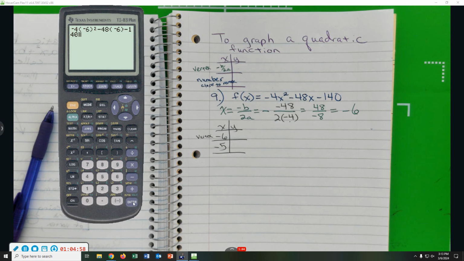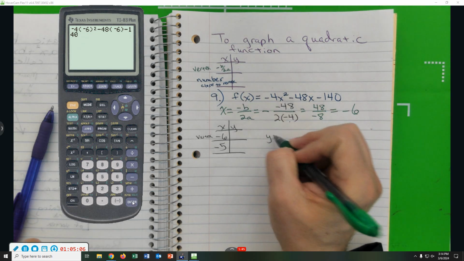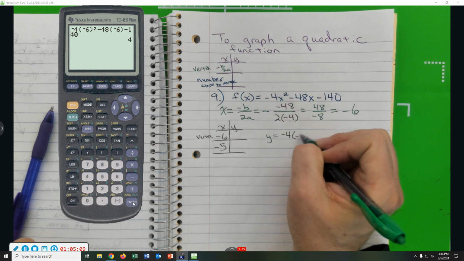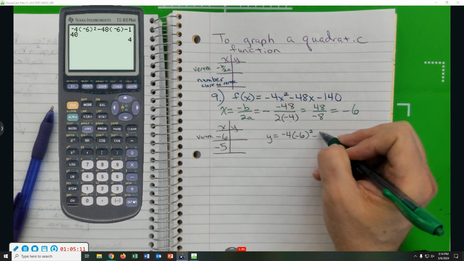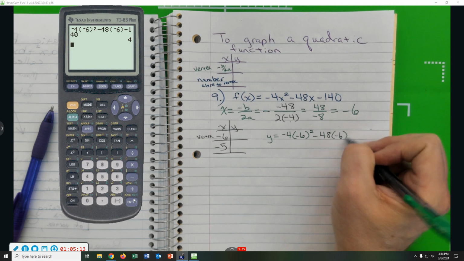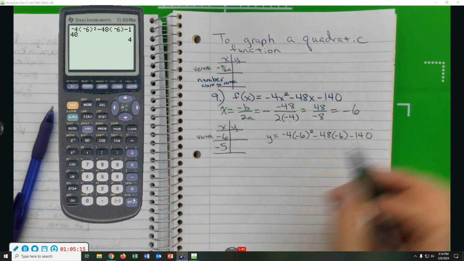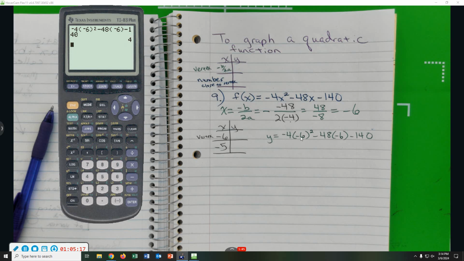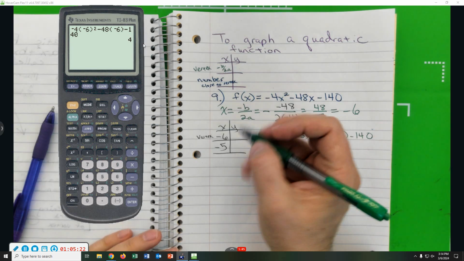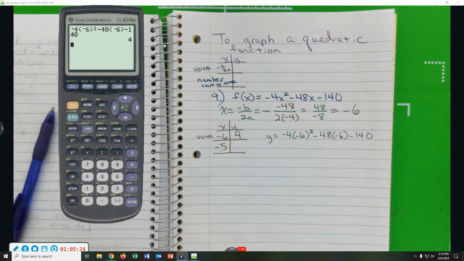Tony's plugging in the -6. Notice, make sure you put the -6 squared in parentheses. So we're getting -4 times -6 squared minus 48 times -6 minus 140. Despite all those messy numbers, I think it's working out pretty nicely. I think we're going to get a +4, because that's what Tony says we get. Now I'm trusting.